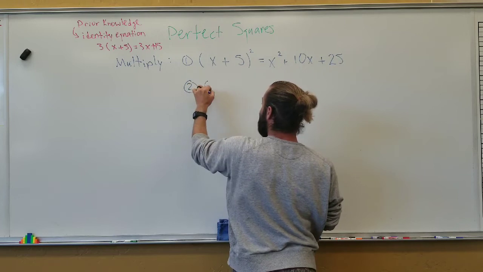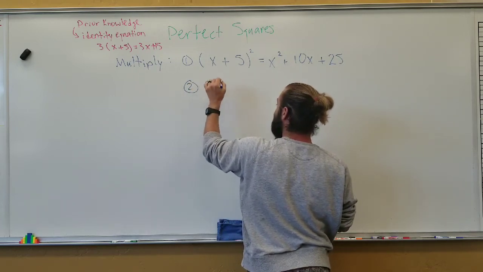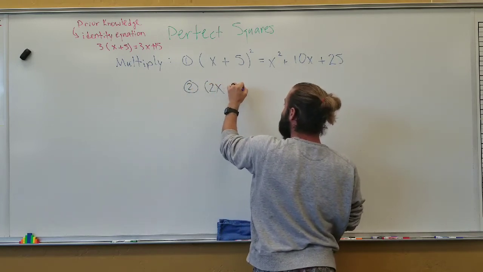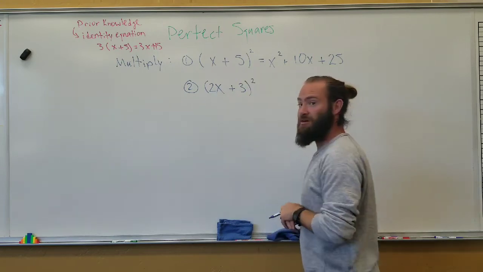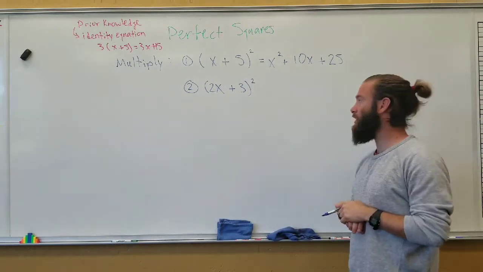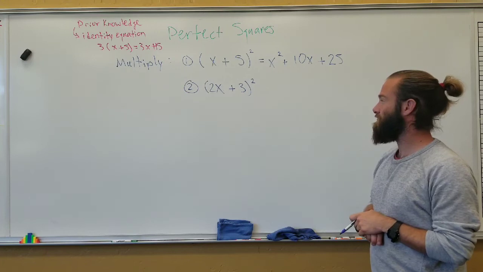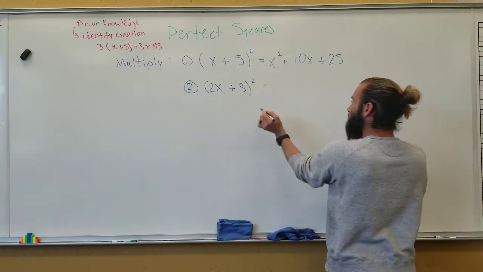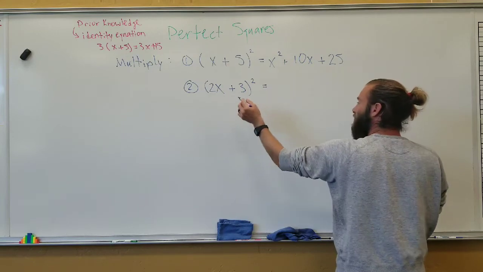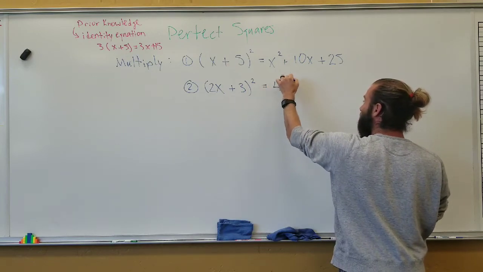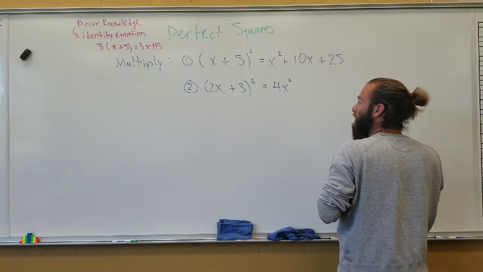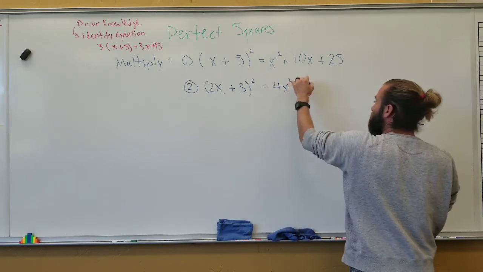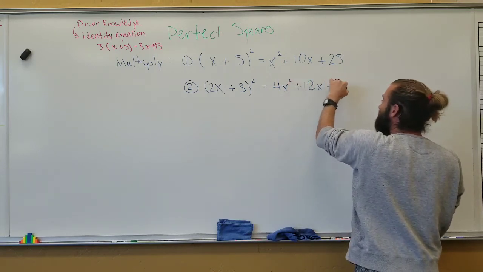You may try this one. Let's do 2x plus 3 squared. Okay? And again, you can just pause this real quick and try it yourself. Well, this one's going to be a little trickier if you try to do it in your head, but I think I can do it in my head. You should get 4x squared plus 12x plus 9.